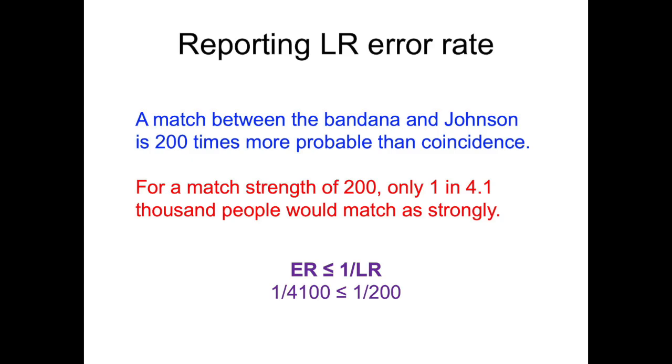Now, how do we report the error rate? You're not going to start talking about calculus or areas under curves or statistics. But this is accurate language, and you can say that for a match strength of 200, which is the likelihood ratio, only 1 in 4,000 people would match as strongly. And that's language that we find that the lawyers, judges, and juries get. It's English. And then we might give examples of what we mean by 1 in 4,000, how many people that would be, however you'd like to describe numbers that you're comfortable with talking about, the way you might with RMP.